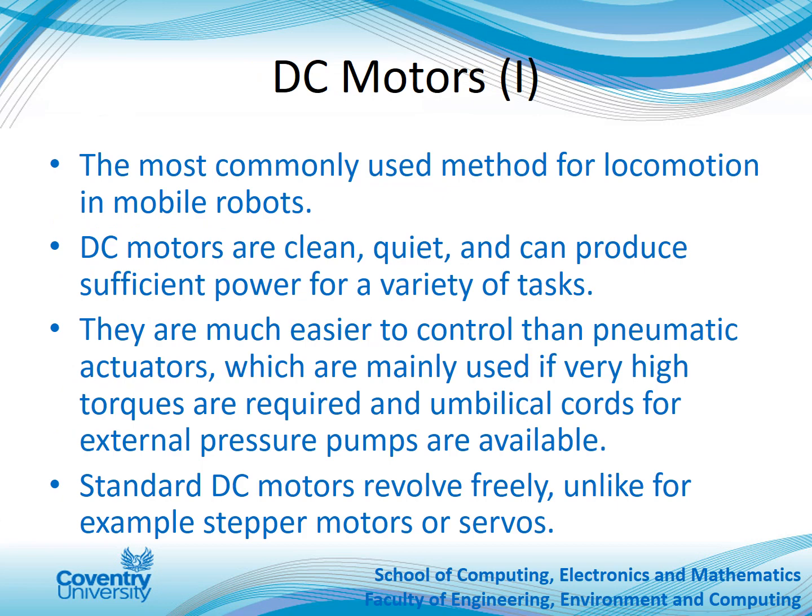Okay, so the most commonly used method for locomotion in mobile robots is DC motors. This is because they're clean, they're quiet, and they can produce significant power for a variety of tasks. For example, you can move a small mobile robot around, up to robotic wheelchairs, up to the big ABB robot arms that are used in automated manufacturing plants. They're much easier to control than pneumatic actuators, which are mainly used for very high torque applications, but these require umbilical cords and require external pressure pumps in order to provide the compressed air to run them.